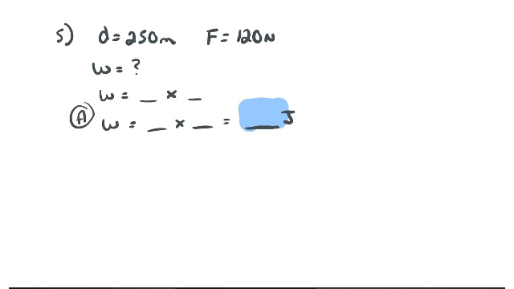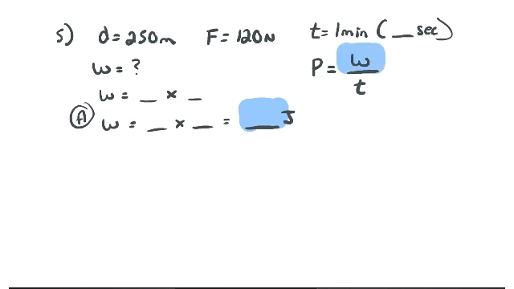Part B says, if the work was done in 1 minute, what is your power? Well, power equals, and I'll give you a little more help with this one, work divided by time. And it says the time here was 1 minute. You don't want to use minutes, okay? You want to use seconds. You guys can do that on your own. We will use our value from before and plug it in, and then you're going to use your time and plug that in to get part B. So part B is right there.